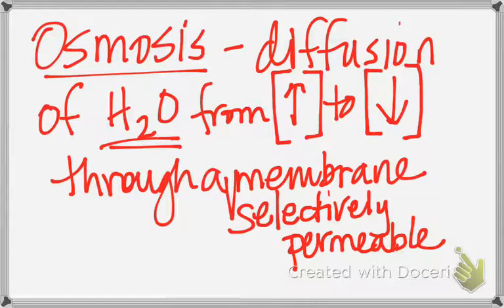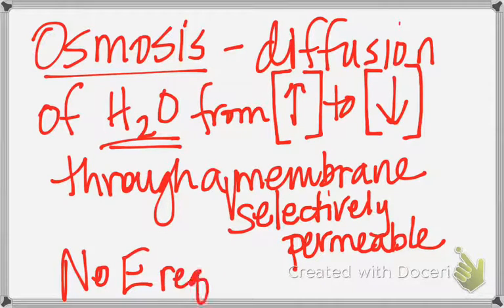Now let's talk about what limits osmosis. It's a passive transport process, which means what? When I say it's passive transport, what is significant about that? No energy is required. Which is good because these cells are now dead, so there's no ATP to help move things. They're just moving passively because of these random molecular collisions.